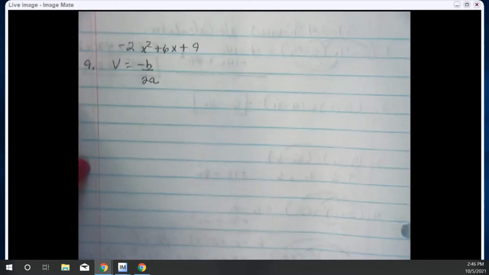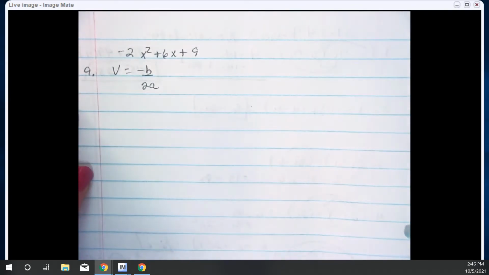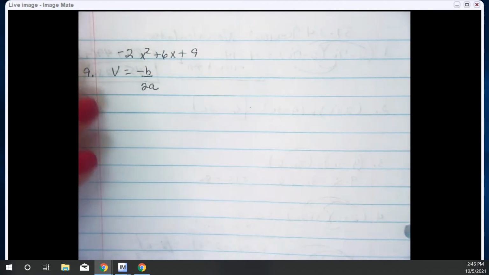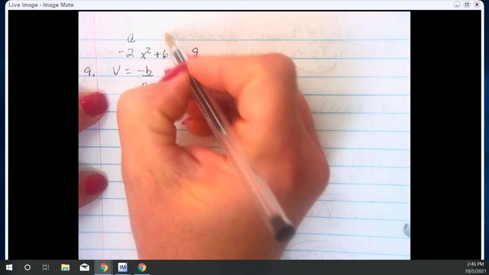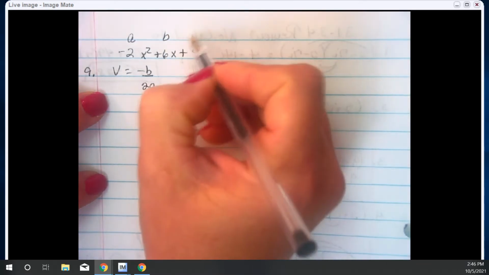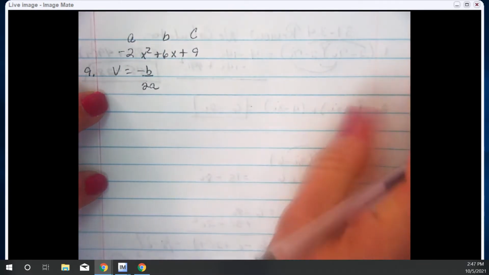On problem number 9, you're given the equation negative 2x squared plus 6x plus 9, and they want you to find the vertex. The formula that I told you that you had to have memorized to find the vertex is the opposite of b over 2a. The vertex is the minimum or maximum of the problem. In standard form, the number in front of the x squared is a, the number in front of the x is b, and the number by itself is the constant c.